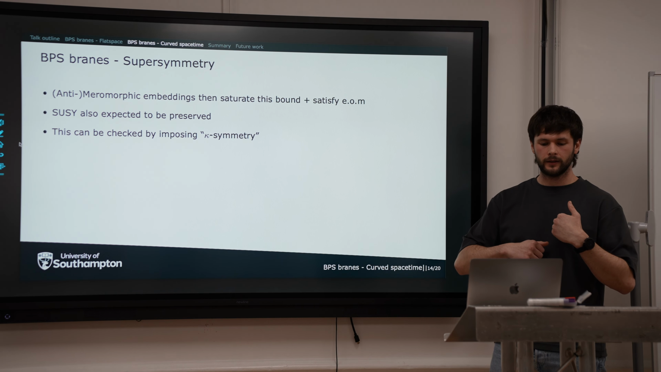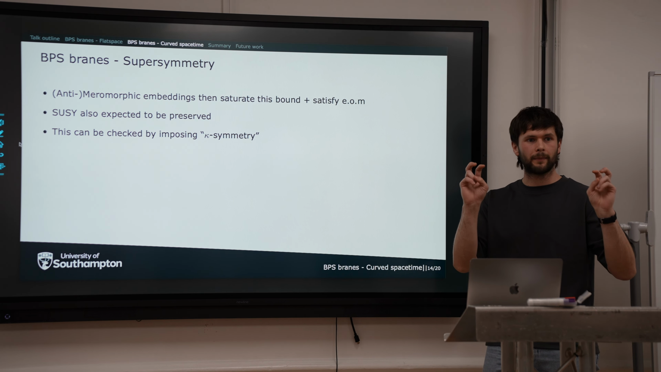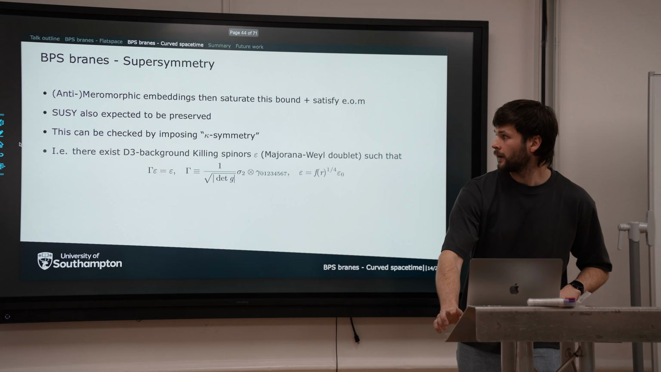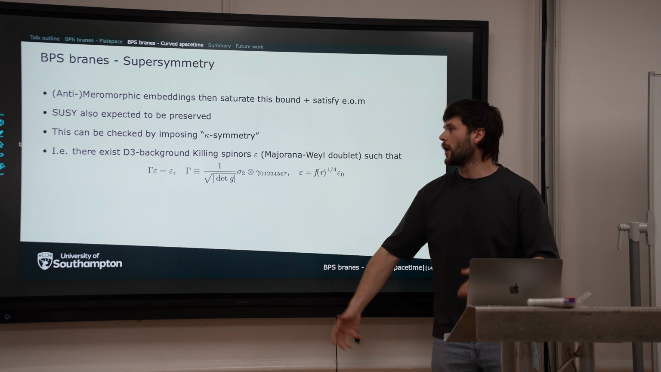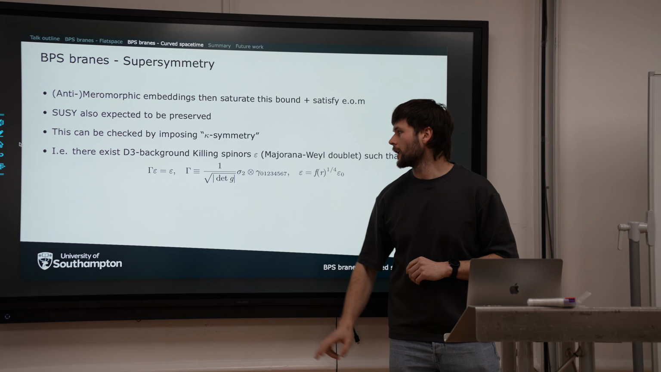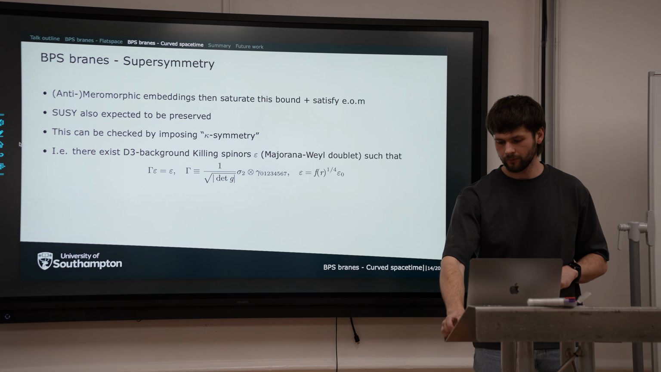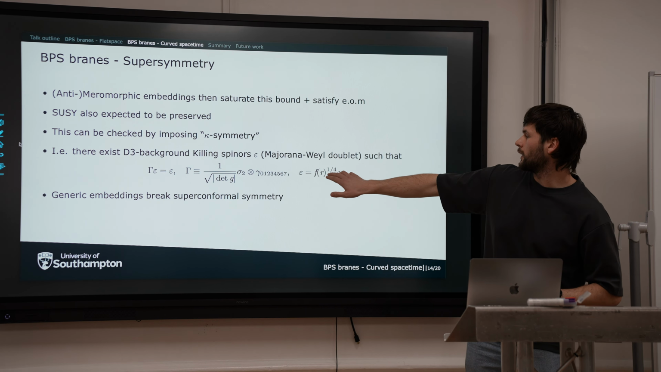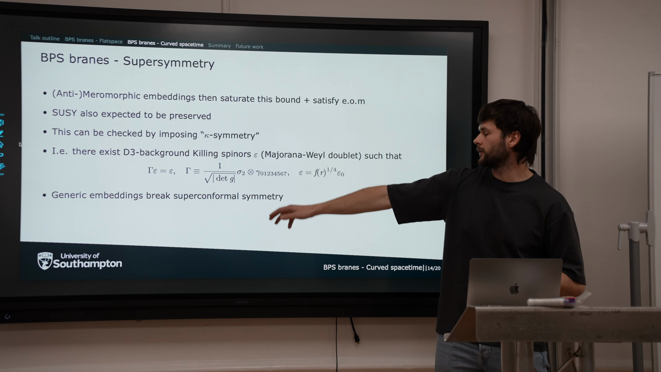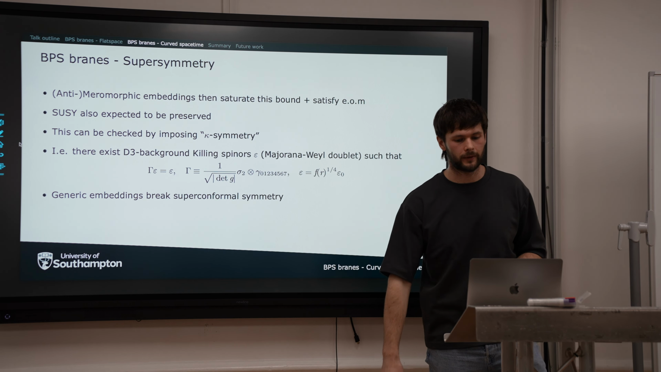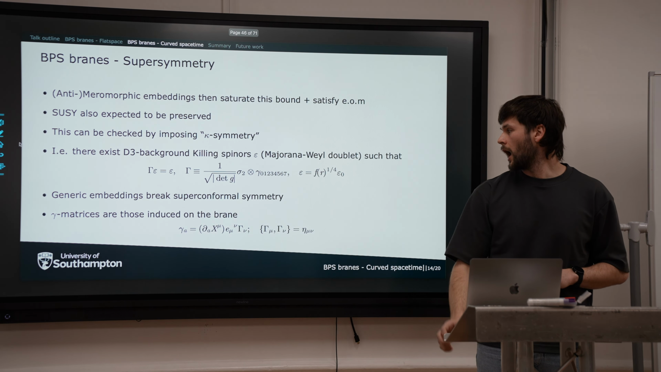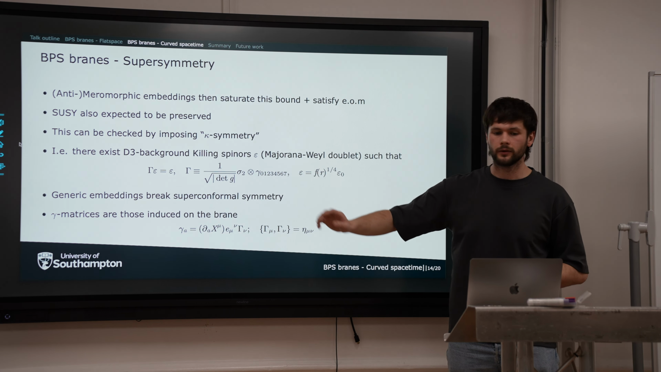And so one can explicitly check this by imposing what's known as kappa symmetry on the brane, which I'll give a whistle-stop tour of in the next slide. But the punchline of imposing kappa symmetry is that there should be an existence of Killing spinors epsilon that obey this projection condition, where the Killing spinors are those that remain after taking the near horizon limit, because a generic embedding will break superconformal symmetry. So these are the only Killing spinors that we need to consider for a general embedding, where these gamma matrices are those that are induced on the brane.